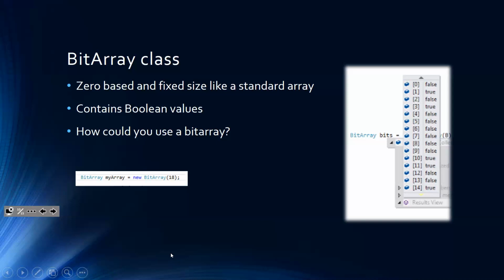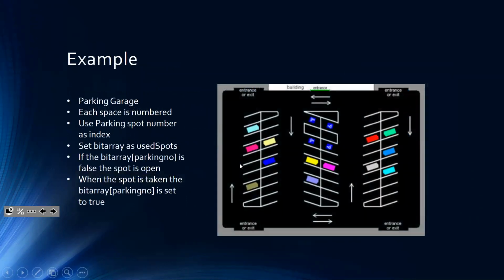Now, when we create our bit array, it's a little bit different. So we're calling it a BitArray, giving it a name, saying it's a new BitArray, and then we are going to specify the size, but we're going to specify the size in parentheses as a parameter instead of in square brackets as an array index value, because it's a class.